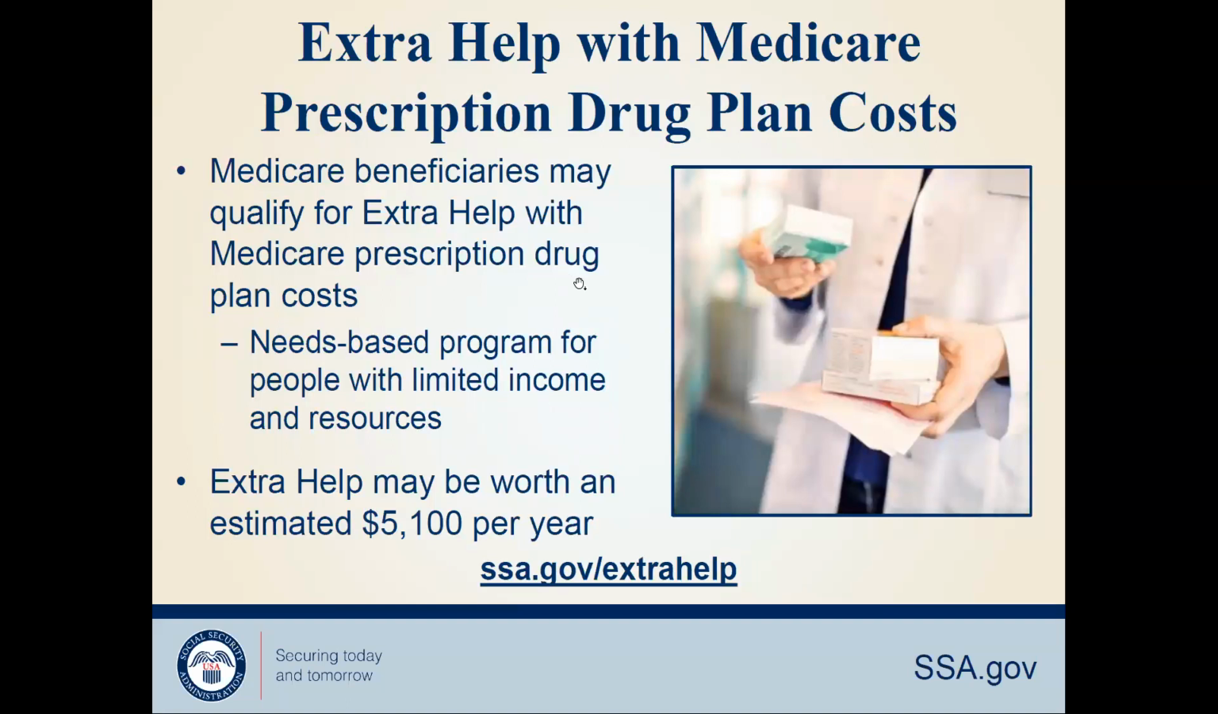Extra help with Medicare prescription drug plans. Extra help is available for beneficiaries with limited resources and income to help pay for the costs related to a Medicare prescription drug plan. These costs include monthly premiums, annual deductibles, and prescription copayments. Extra help is estimated to be worth about $5,100 per year. You may apply for extra help online, over the phone, or in your local Social Security office. Next slide.